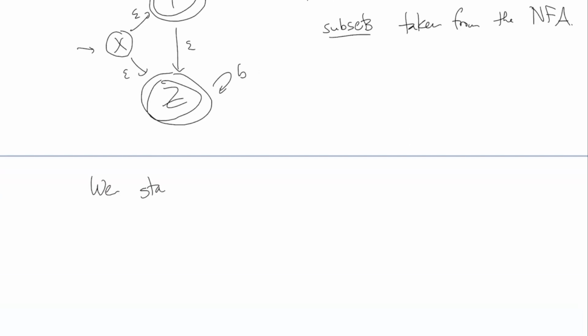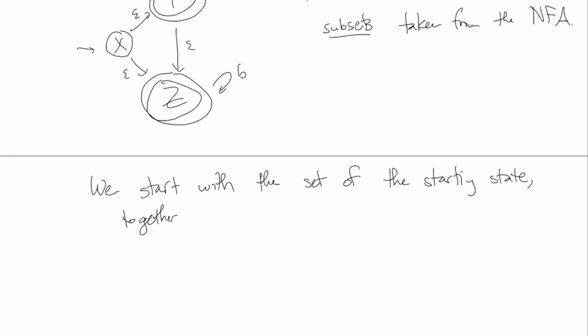So we start with the starting subset in my machine. In my opinion, this is a little harder to do than the product construction, but it's easier to mess up, just make careless mistakes. We start with the set of the starting state together with all states reachable by epsilon. So what is my starting state in the DFA is a set of some stuff. Which stuff exactly? It would be the set including x together with any other state that you can get to by doing epsilons, which would be actually in this case x and y and also z.